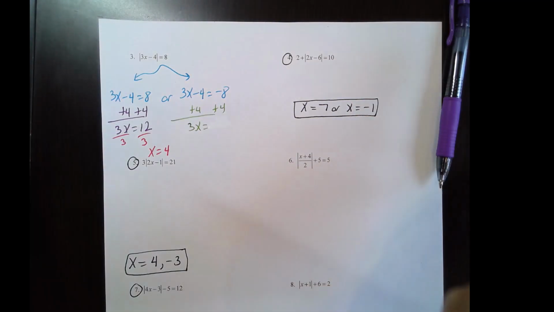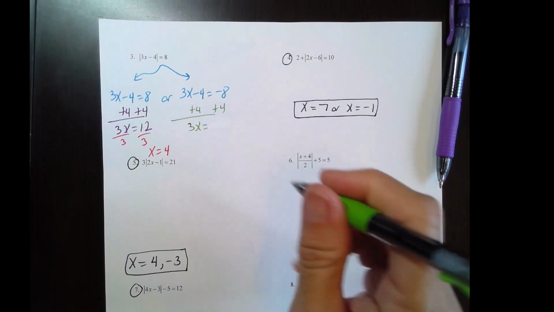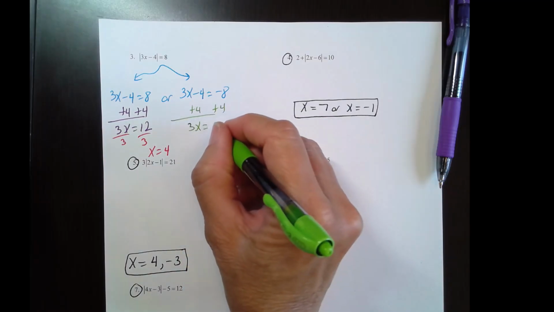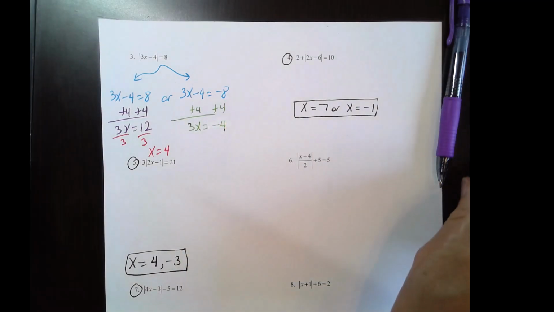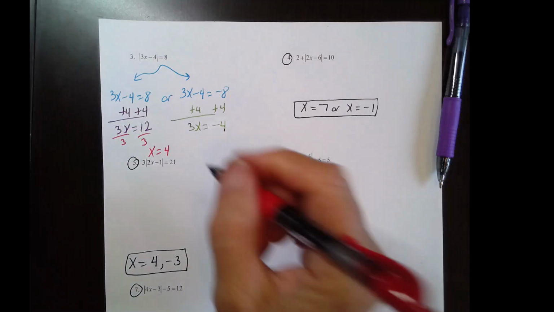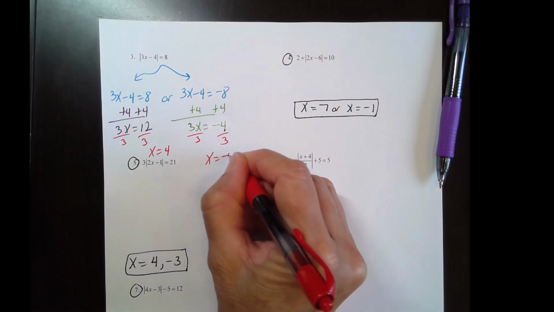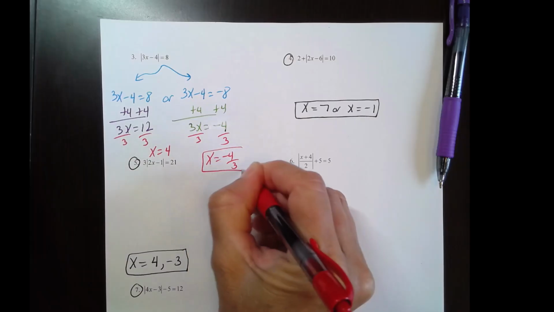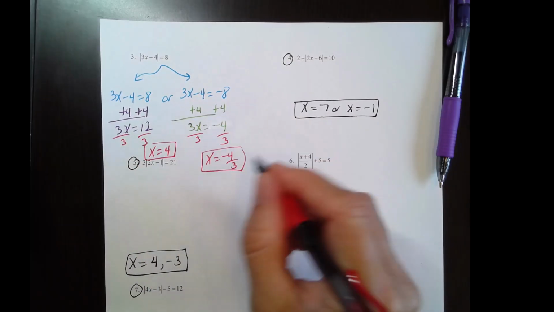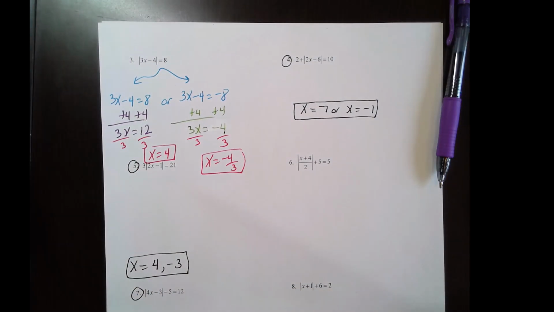We'll add over the 4. And we'll have negative 8 plus 4, which is negative 4. So 3x equals negative 4, and then we'll divide by 3 on both sides. So x equals negative 4/3. So we have two answers, x equaling 4 and x equaling negative 4/3.